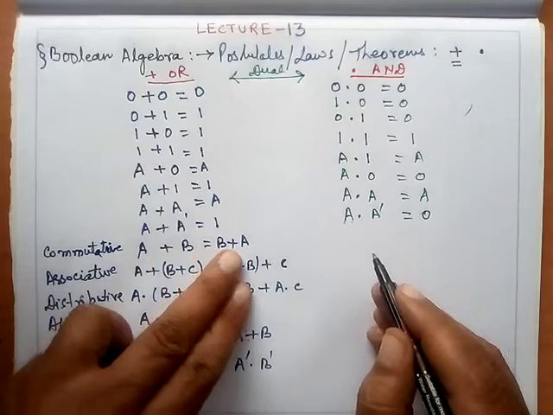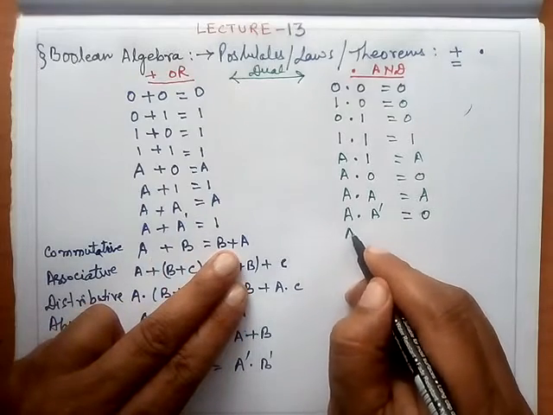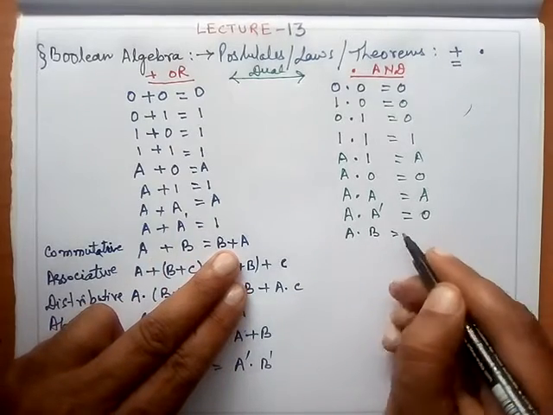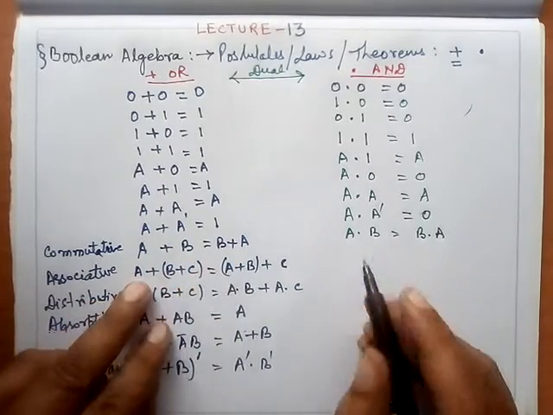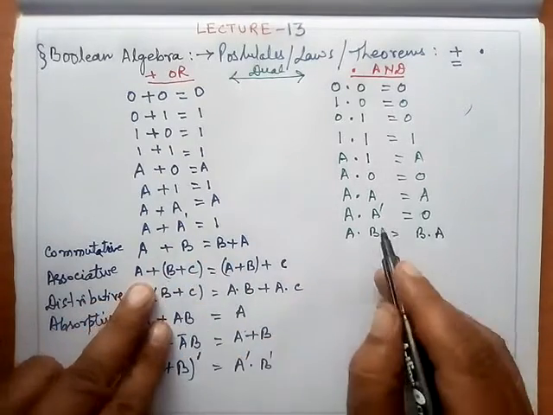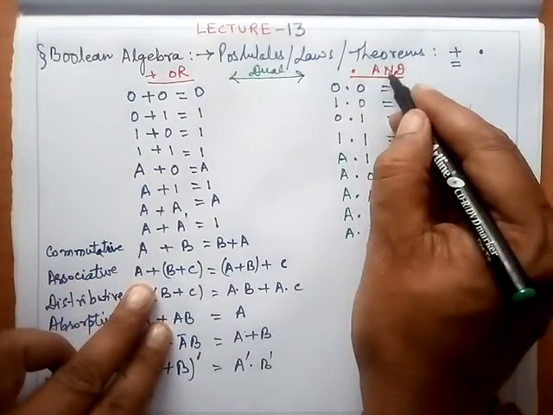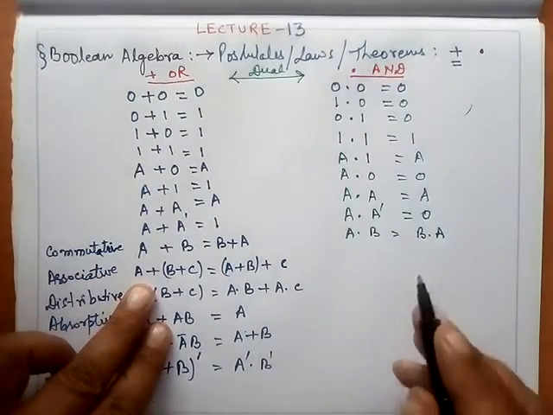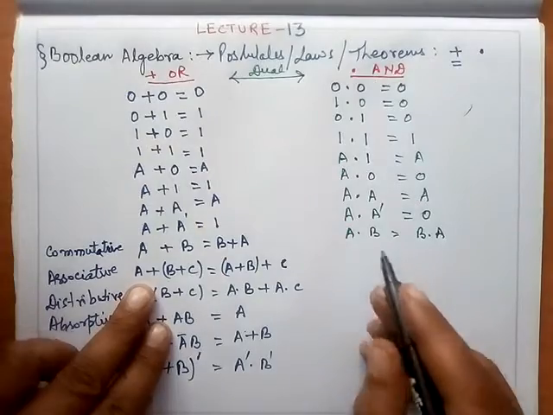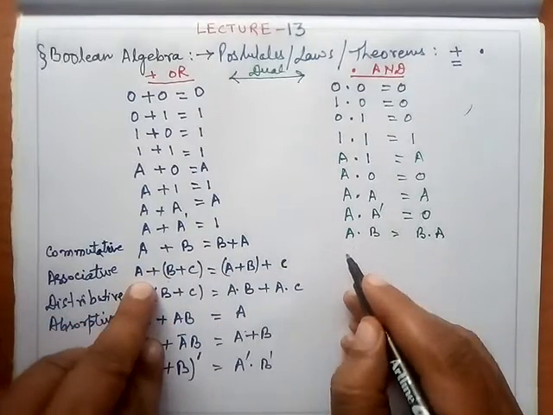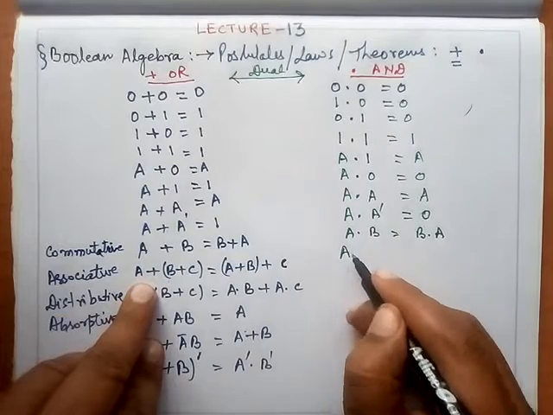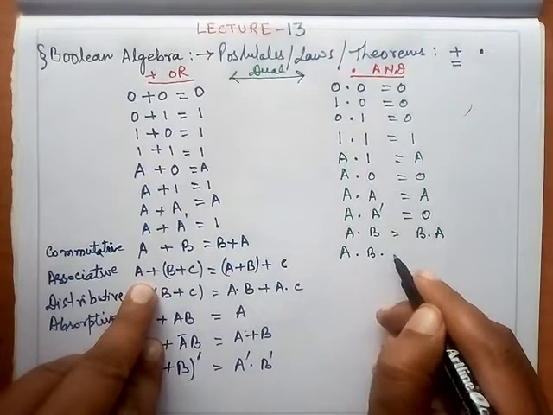Now A plus B is equal to B plus A. You'll have A dot B is equal to B dot A. Next, this is your commutative law for this AND operation or for this logical multiplication operation. Then I'll replace this plus by dots, that's all. So you have A dot B dot C.